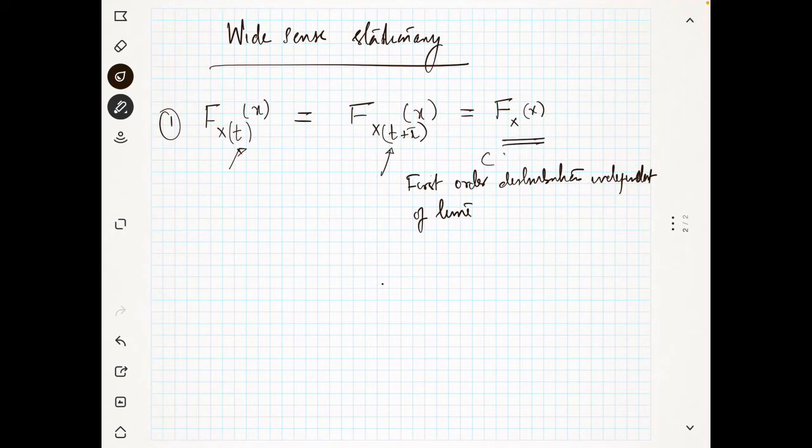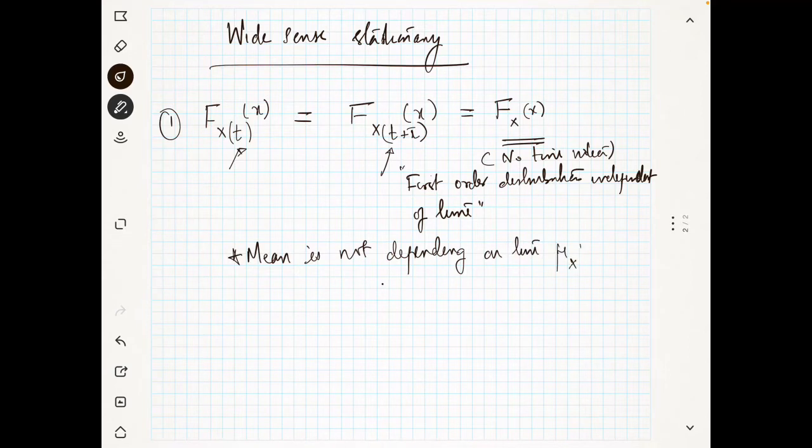You cannot see any time axis, there is no time notion here, because the distribution is not changing with the time. That means for the first order distribution, we can say that the mean of the random process, which is describing the random variable, is not depending on time. That means mu x at a particular time will be the same for all time. That means mu x will not be a function of time. You can see here the mean of the random variable is always constant.